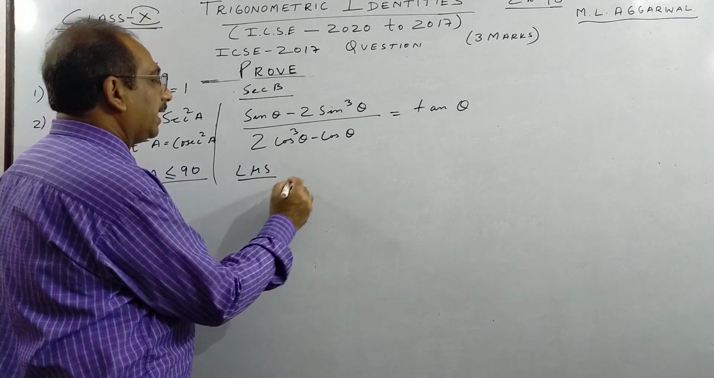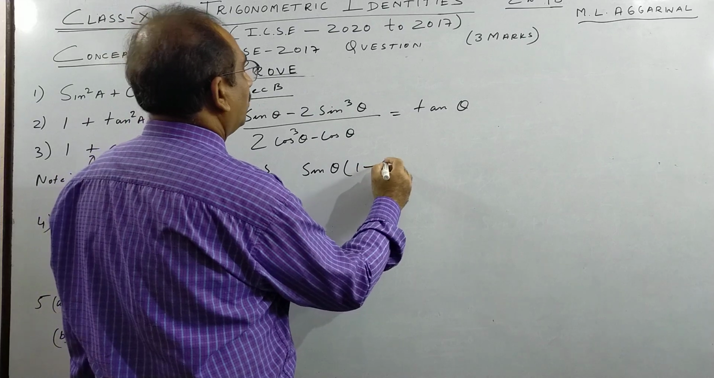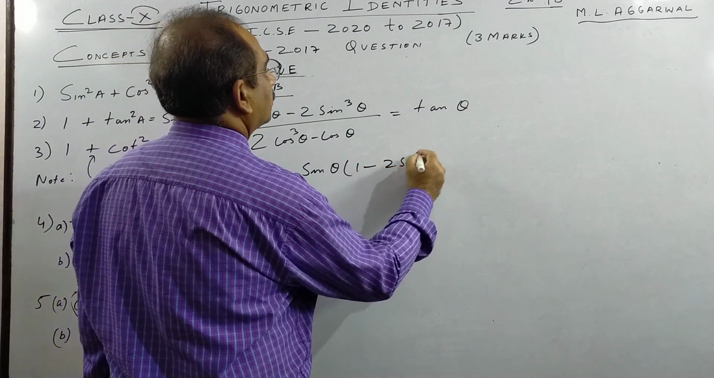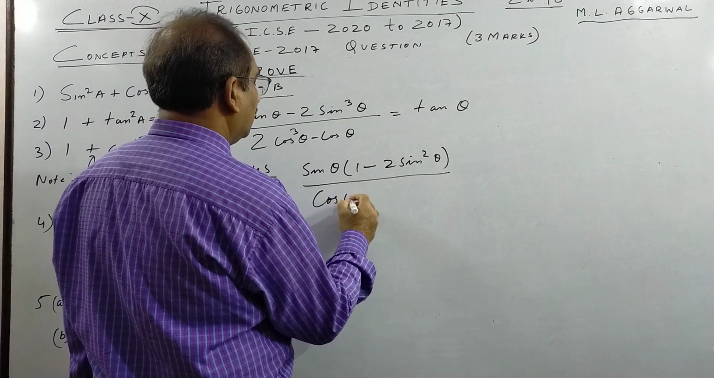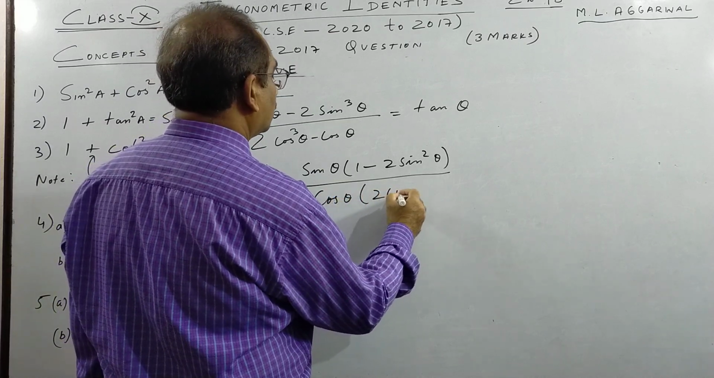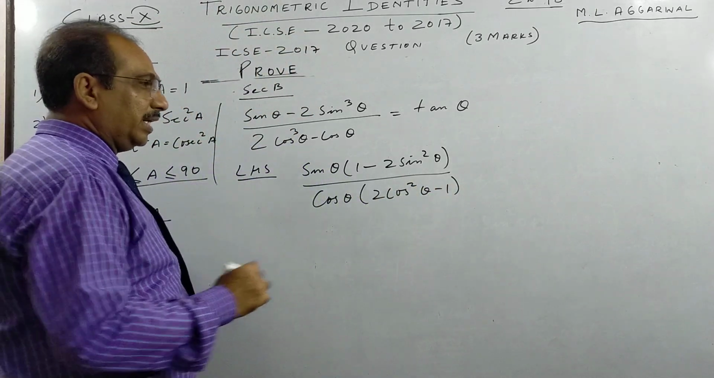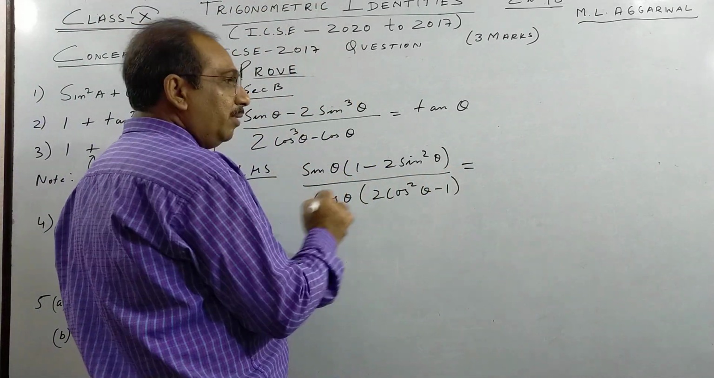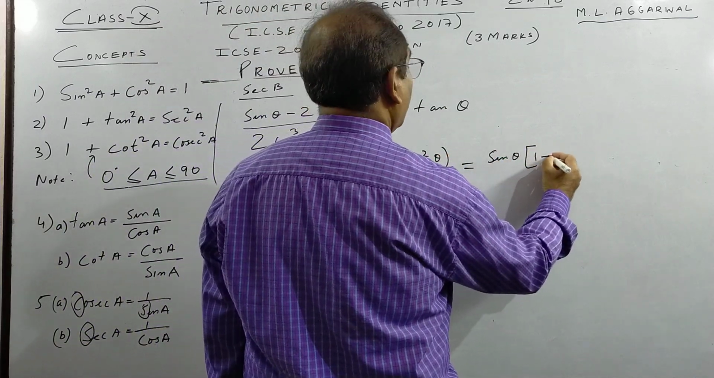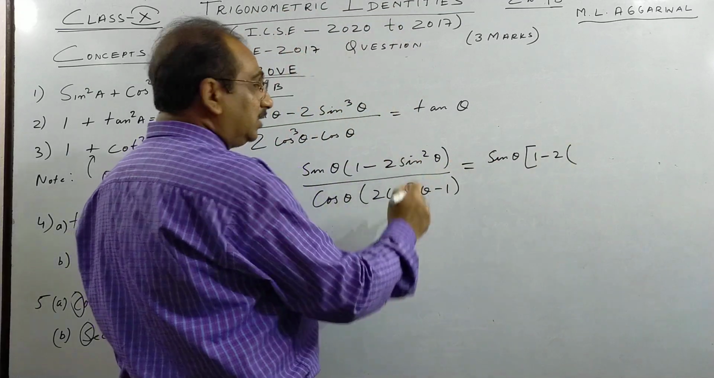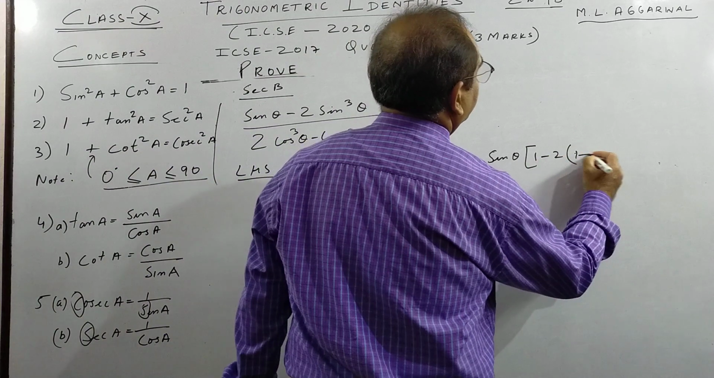So what I do, take sine common. We take sine common here. 1 minus 2 sine square theta. And here if I take cos common, I get 2 cos square theta minus 1. So see my next step. Very important step, children. Sine theta, see the bracket, 1 minus 2 sine square theta, as I told you, is 1 minus cos square theta.